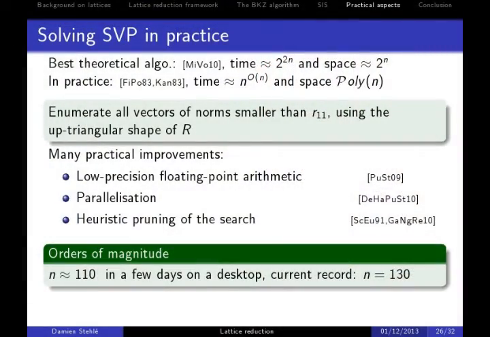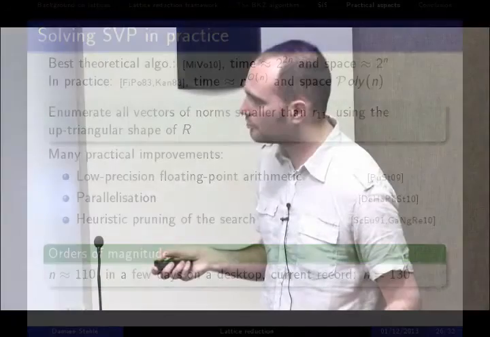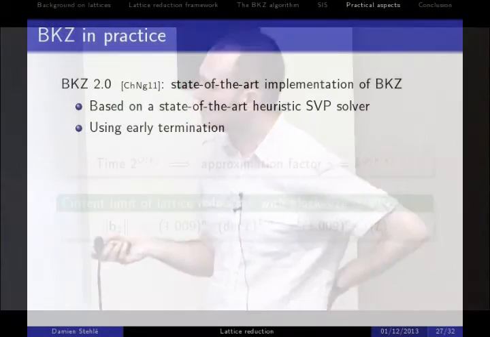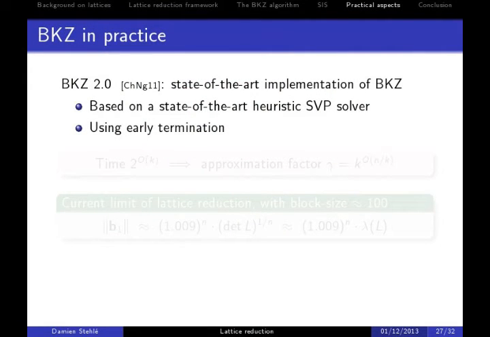So you look for all possible x's that would minimize the linear combination of a column of R, and you exploit the upper triangular shape. There are many practical improvements to this. To give you an order of magnitude, at the moment, n about 110 costs a few days on the desktop, and the current record is 130. So that's more expensive.